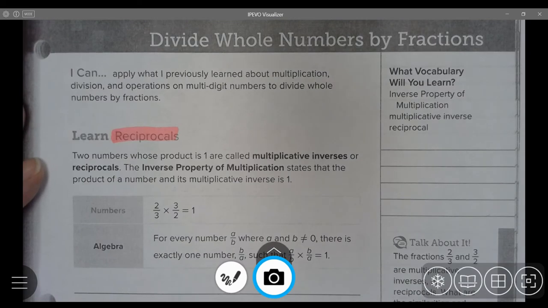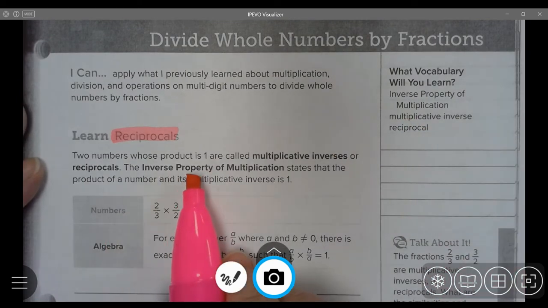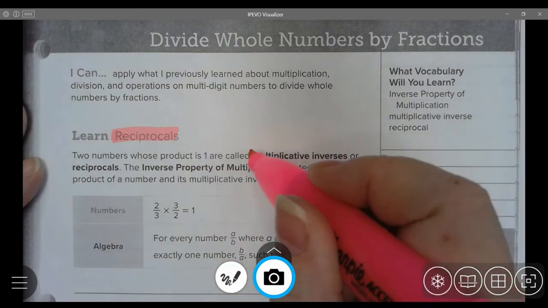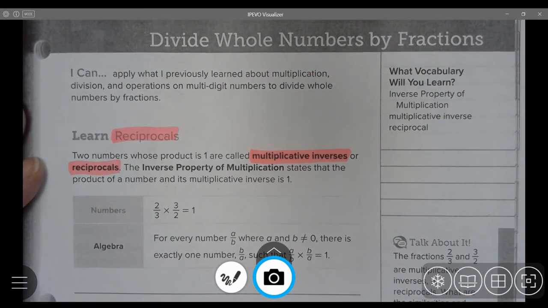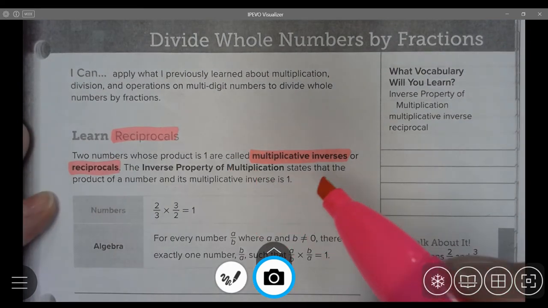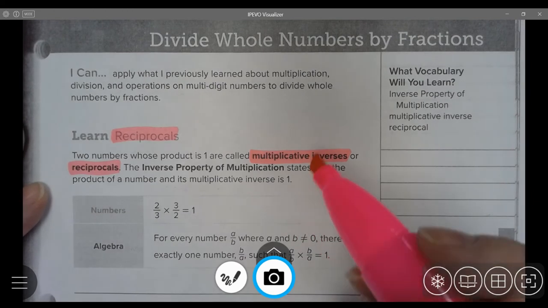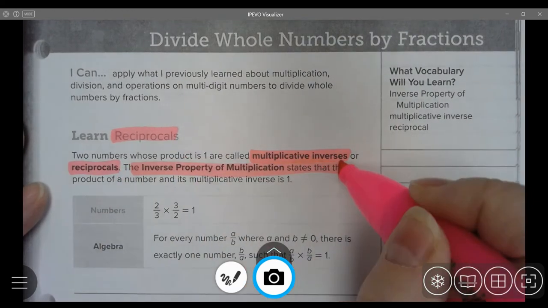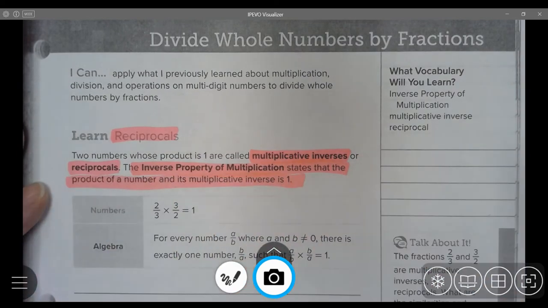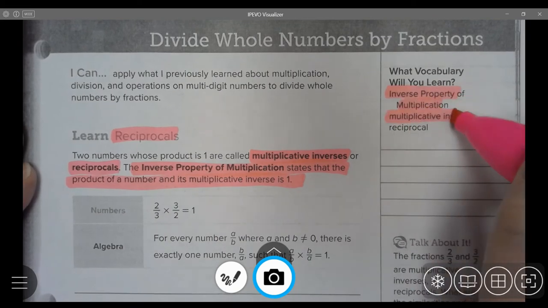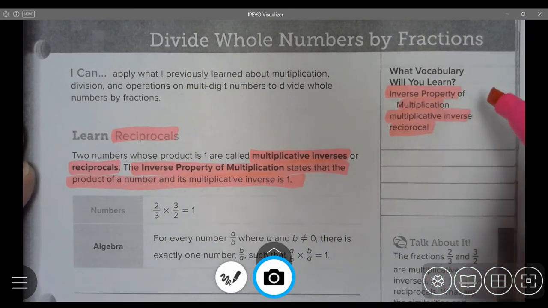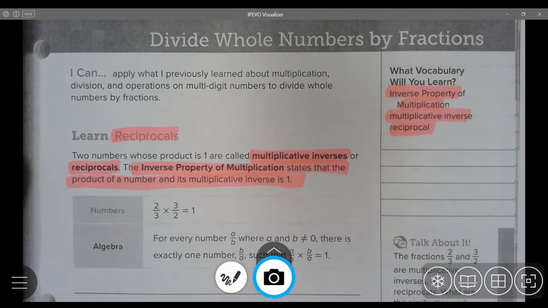during our lesson today. Two numbers whose products are 1 are called multiplicative inverses or reciprocals. The inverse property of multiplication states that the product of a number and its multiplicative inverse is 1. So this is something you will hear during this lesson. The vocabulary, as you can see, are the words that we just highlighted over here in this section: the inverse property of multiplication, multiplicative inverse, and reciprocal. Those are things that we are going to be taking a look at today.